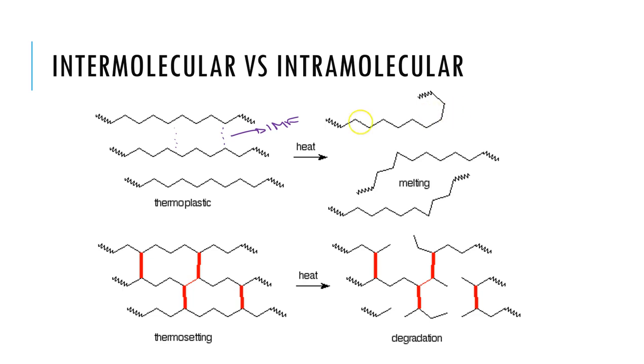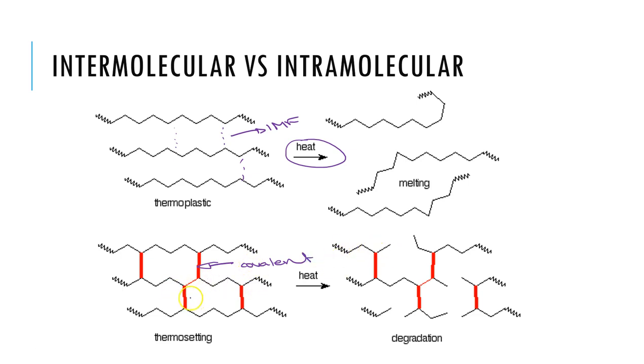There's no covalent bonds. These are just weak intermolecular forces that we know when we apply heat, it increases the kinetic energy, things start to move around, we break those intermolecular forces and we get melting, this phase change. Okay, in the case of thermosetting, these crosslinks are covalent. Okay, these are actual bonds.